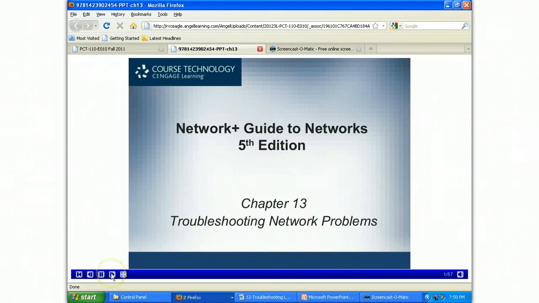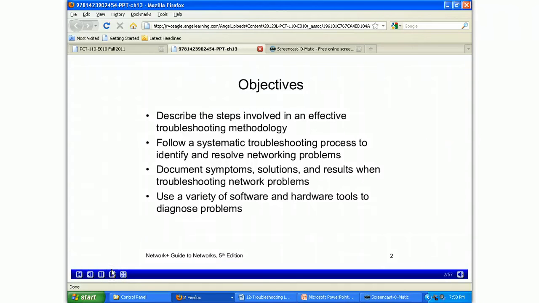That'll help a lot. Well, let's go over troubleshooting. Then we're going to go right into the lab.